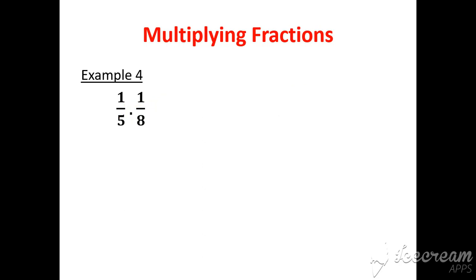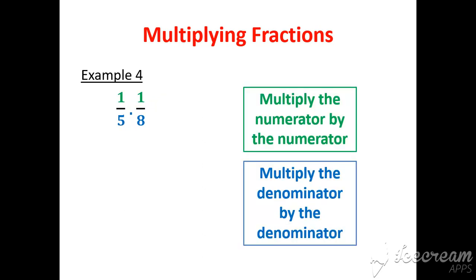Right, so dot just means times. So this is just 1 times 1, 5 times 8. And the answer is 1 times 1 is 1, 5 times 8 is 40. So 1/40.